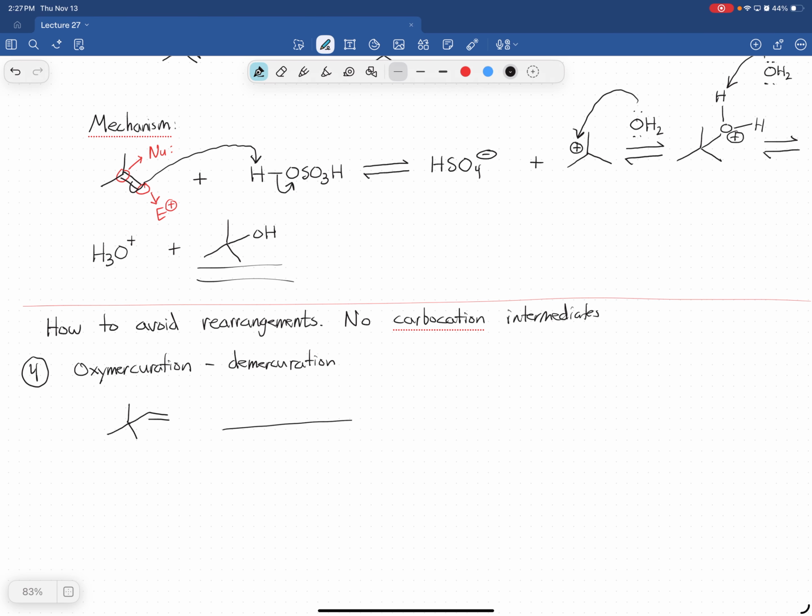All right, so the first step here is you're going to take mercury acetate. So let me just draw that.